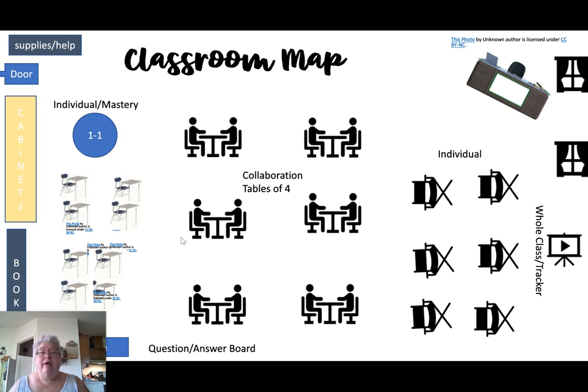Then our collaboration section, there are tables of 4 people, so up to 4 people can work together. This is where you can work on the assignments, work on the skills, get help from other people, and so forth. And then at the back of the room, we have our individual work and mastery. So this is where you're working on your mastery checks like your quizzes, your final drafts of your essays, that kind of thing. I also have a table back here for one-on-one work.